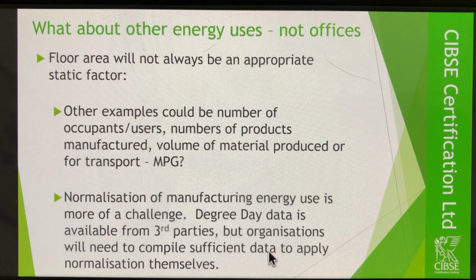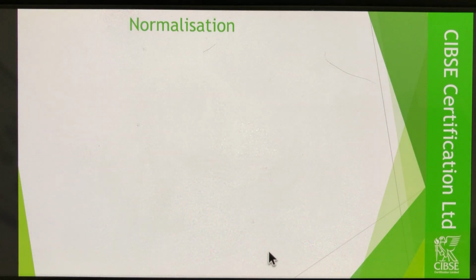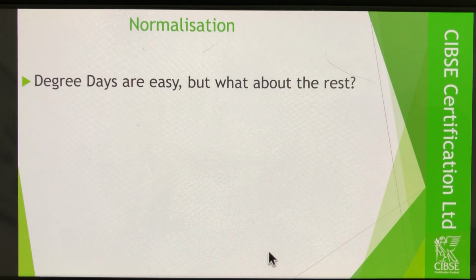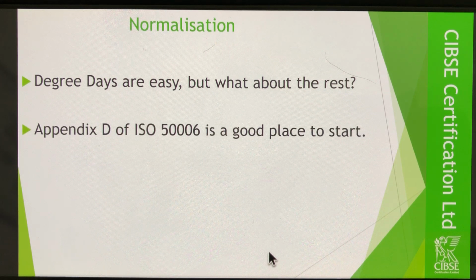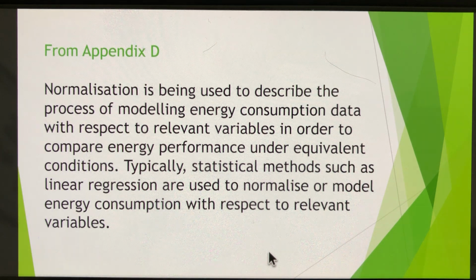We're all familiar with that sort of non-metric terminology. So if you're looking at normalisation for manufacturing energy use, industrial energy use, transport, it is a bit more of a challenge than buildings, because things like degree day data is available from third parties if you're dealing with an office building. But if you are looking at a manufacturing situation, you're sort of starting with a blank sheet of paper and you need to compile your own data to apply normalisation as appropriate. So I've said degree days are easy. What about the rest? I've also mentioned 50,006, so let's just have a quick look there.